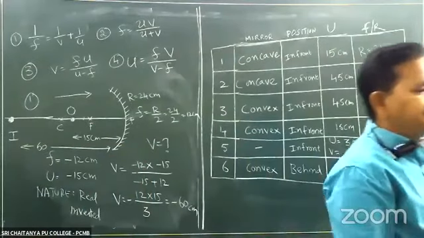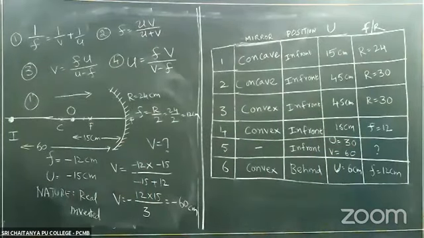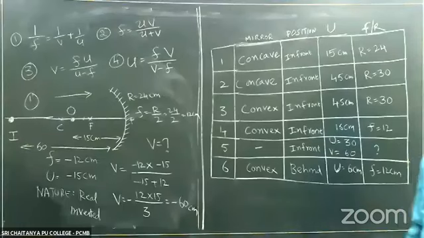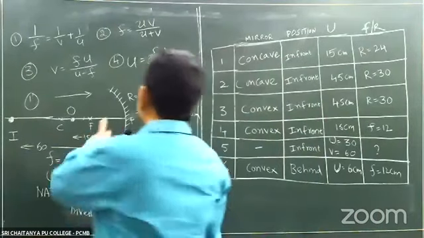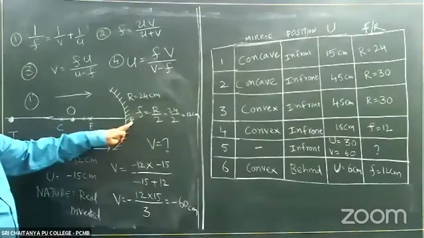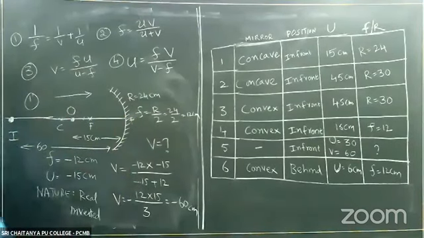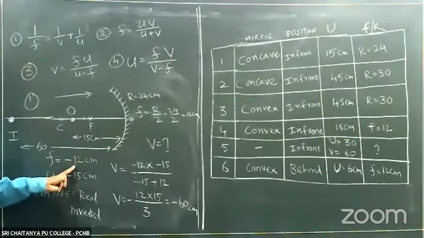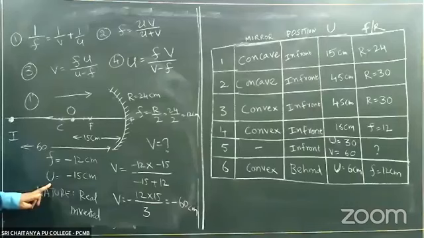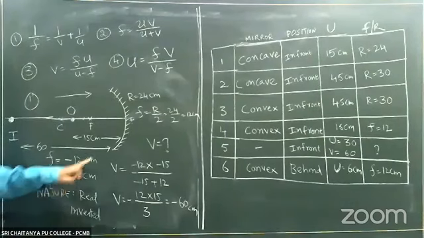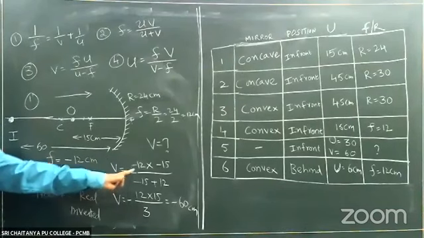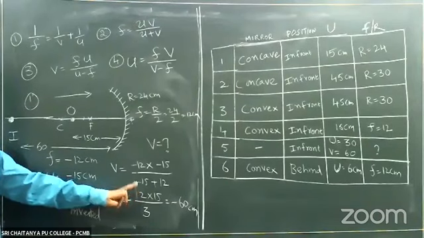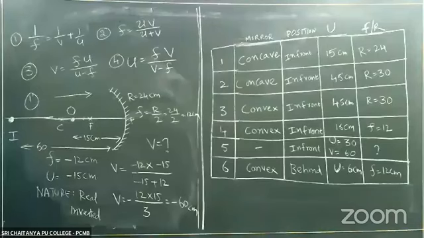U value given, R value given, nature of the mirror given. In the first problem, concave mirror, R value 24, we calculated F value 12. But by sign convention for concave, F value is negative, and U value for real objects is negative. Substitute in the formula: minus 12 into minus 15 by minus 15 plus 12. We will get the answer minus 60 centimeters.